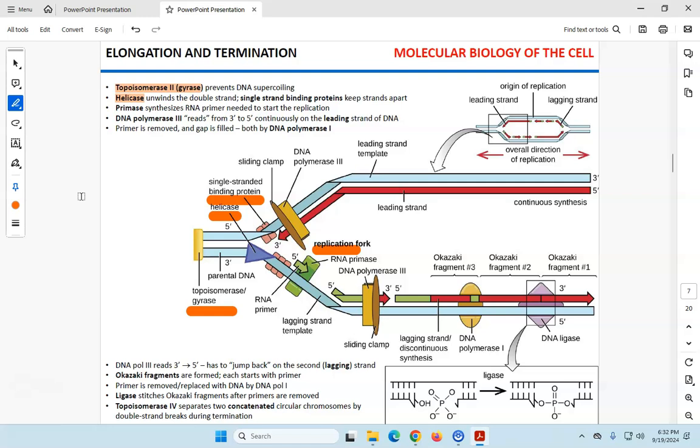So you've got strands separated, everything's ready. It seems like you can slap DNA polymerase 3 on the DNA and start copying. Not too fast.